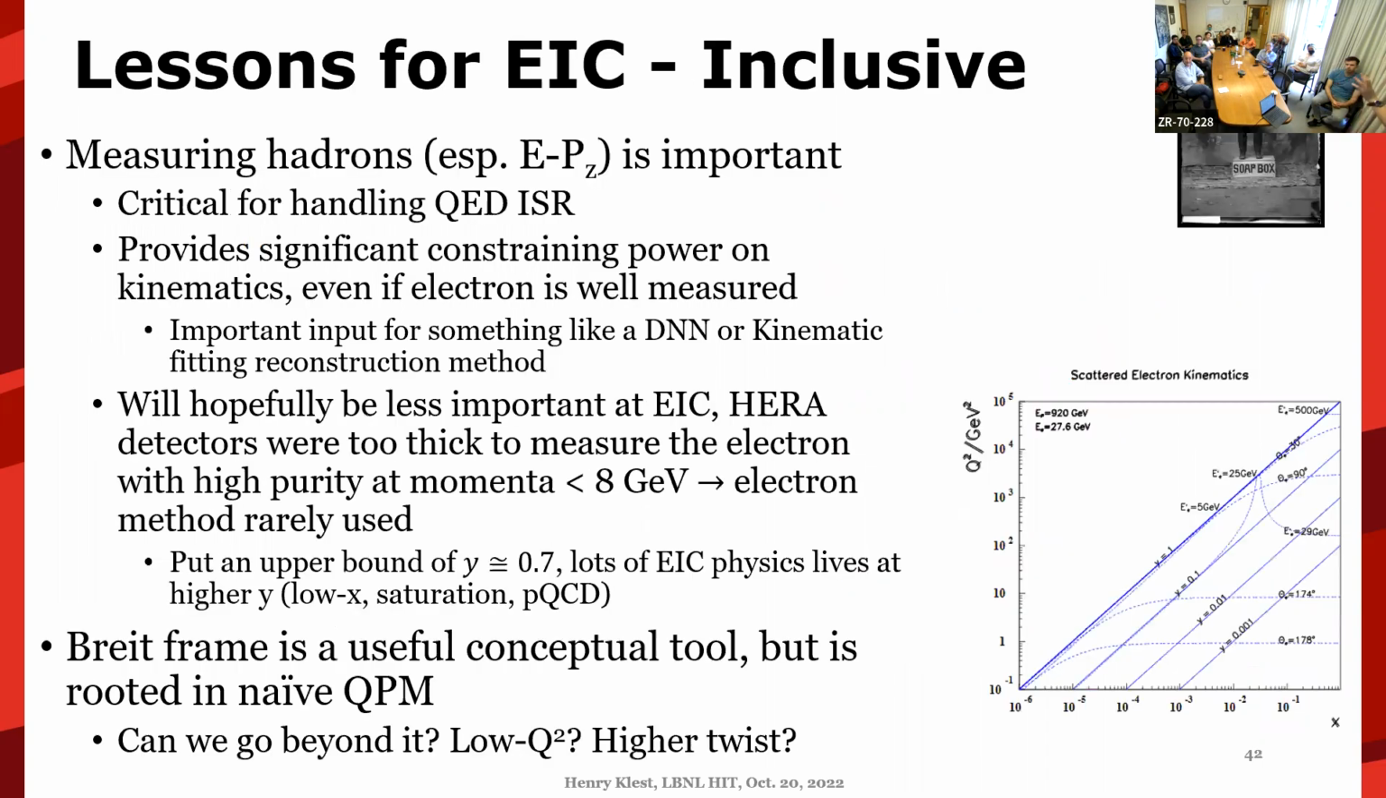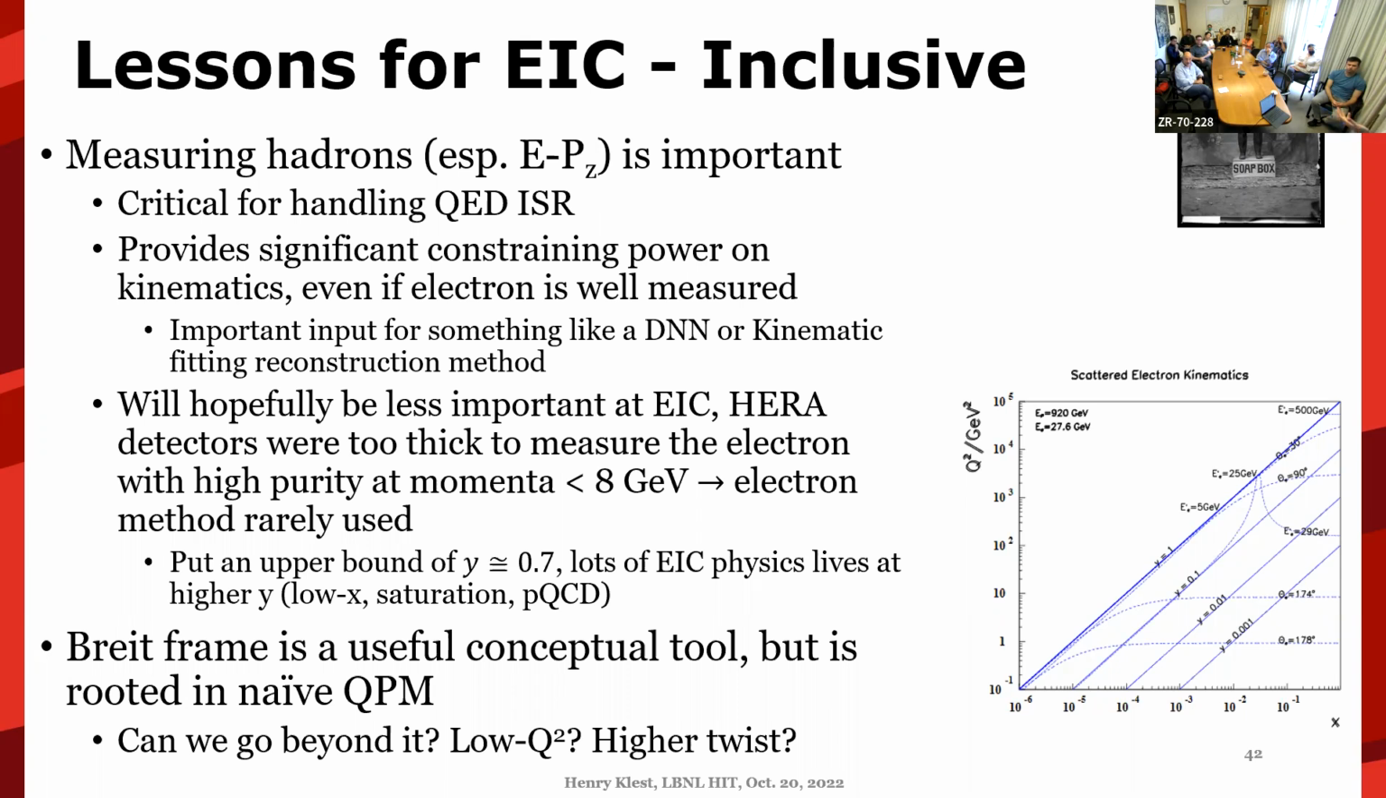So now I'm going to get up on my EIC soapbox and talk about some of the lessons that we learned along the way of doing this measurement. This quantity, E minus Pz, is very important. It's effectively the only way to handle this QED ISR issue. And since we're trying to do precision measurements of the DIS cross section as a function of kinematics, we really need to be able to reconstruct this quantity quite well.